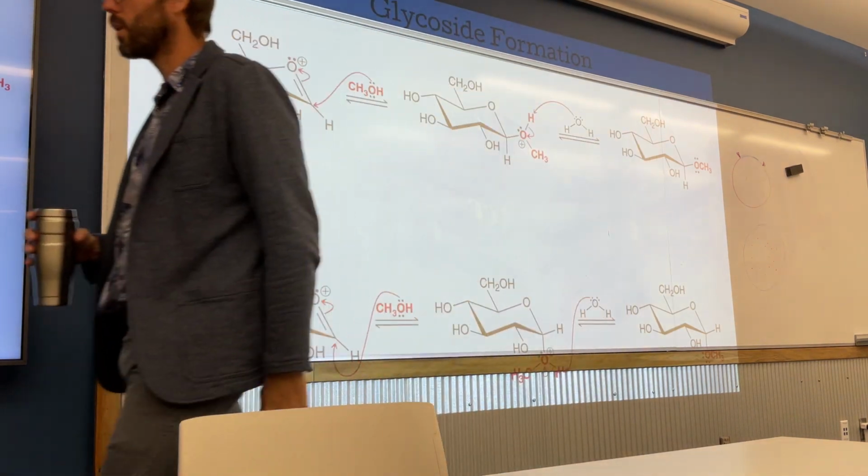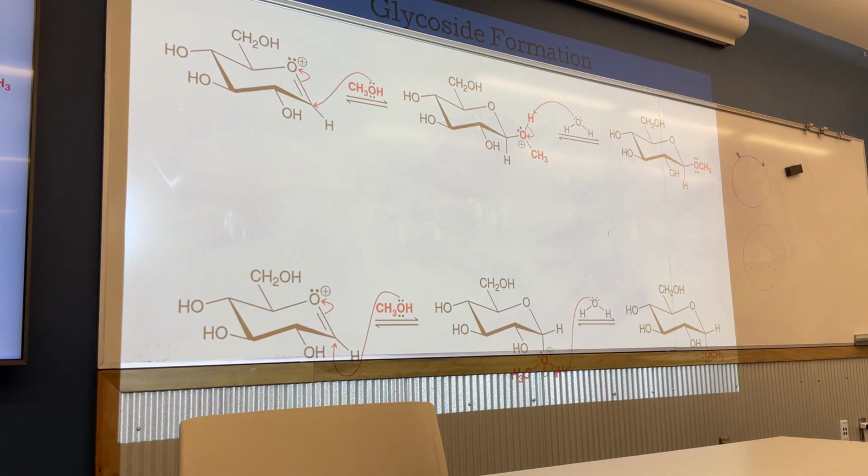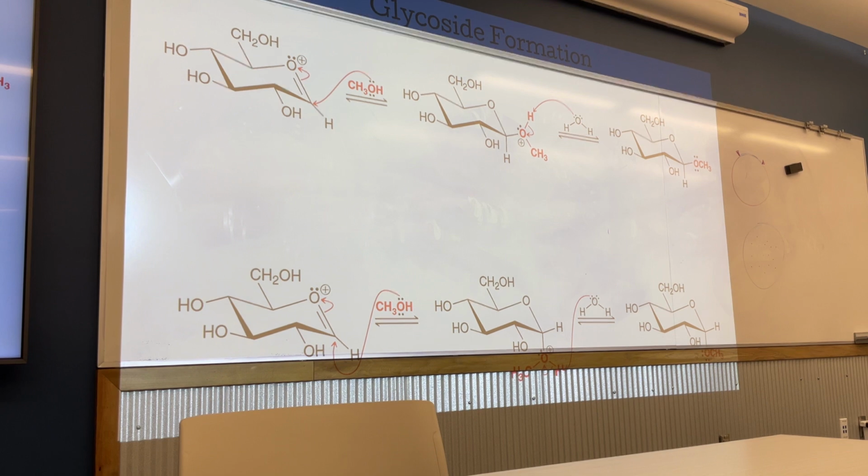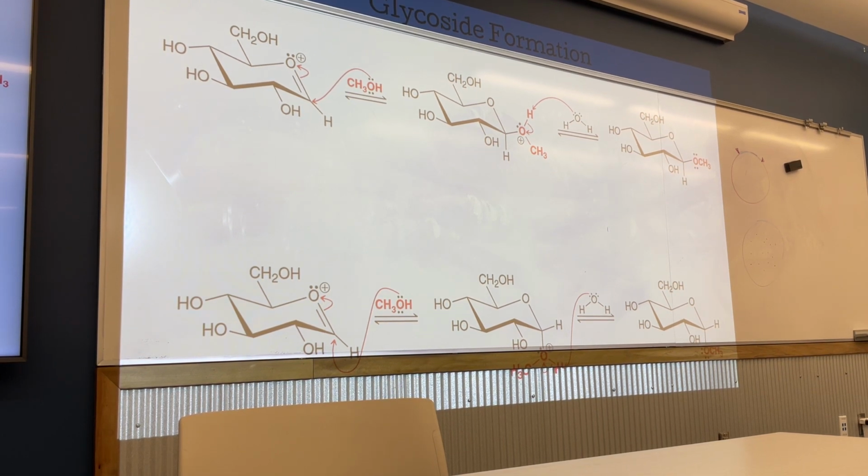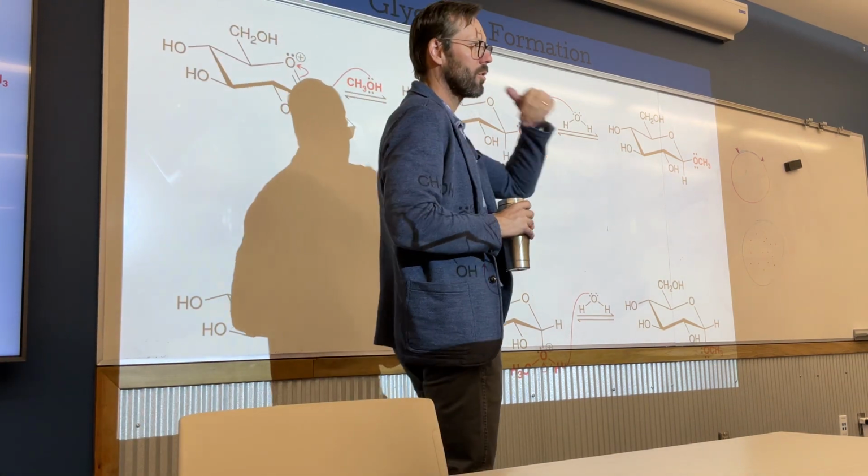In this case, instead of doing another sugar molecule, we're bringing in methanol. And if it comes up here from the top, then we end up with beta. If it attacks down here at the bottom, we then get alpha. It's on the bottom, or it's trans.